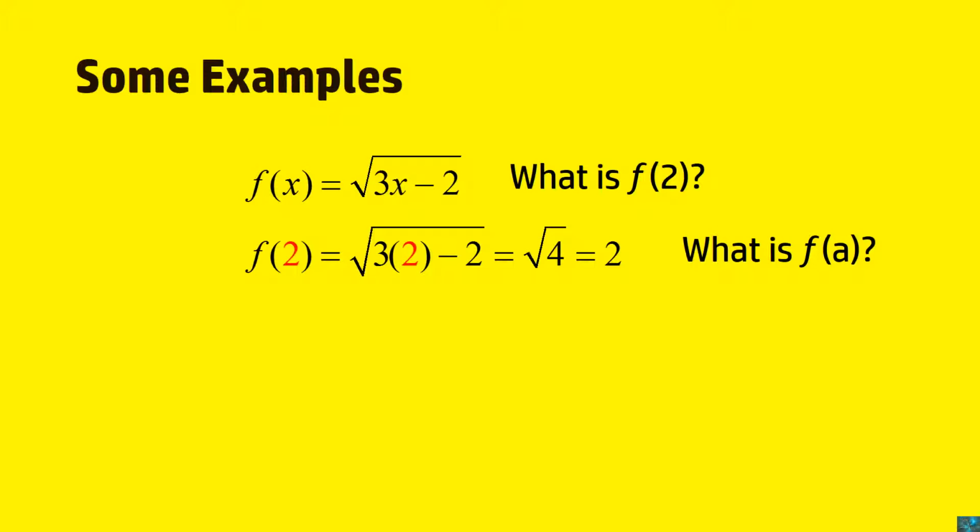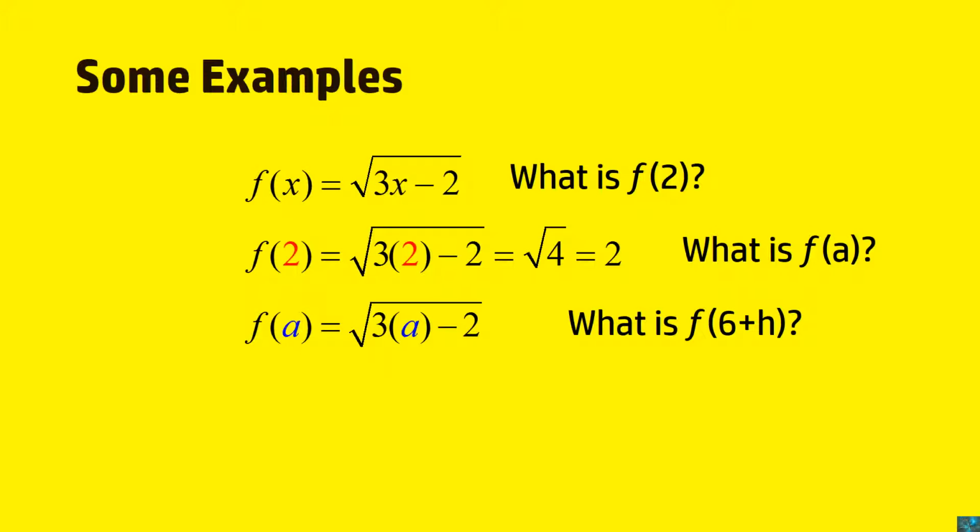What is f of a? Well, f of a is just the same thing as f of x, except you're going to replace the letter x with the letter a. We really could have used any letter anyway. So it's just going to be square root of 3a minus 2.